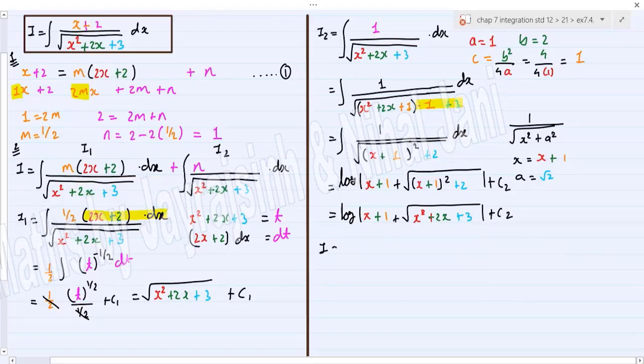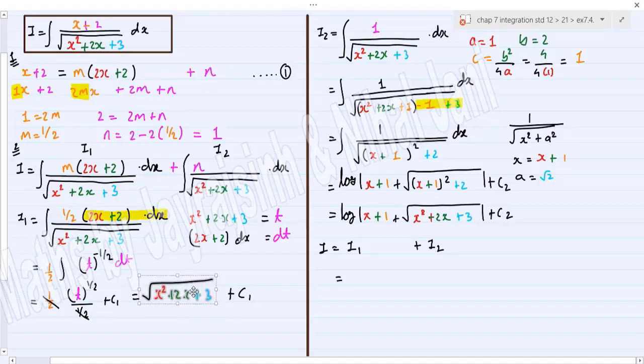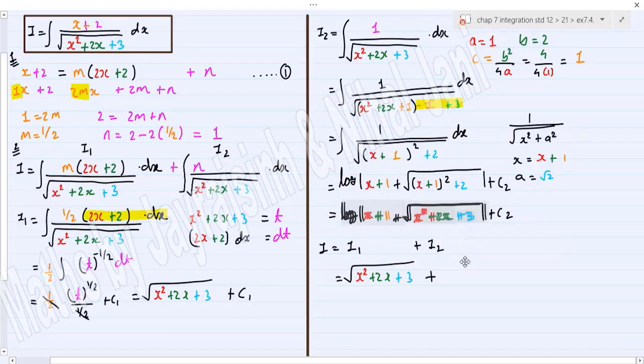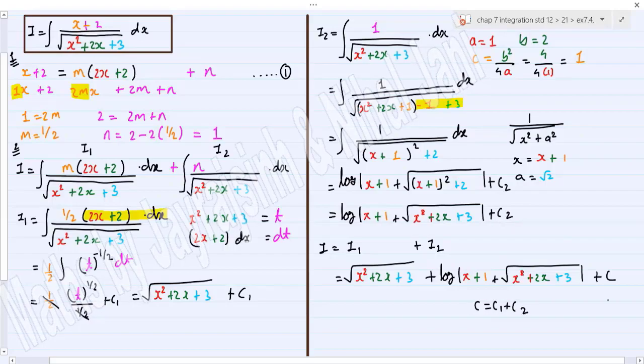So we are ready to get our final answer. I is equal to I1 plus I2. Your first term is your I1 plus your second term will be I2 plus C, where C is C1 plus C2. Ta-da!